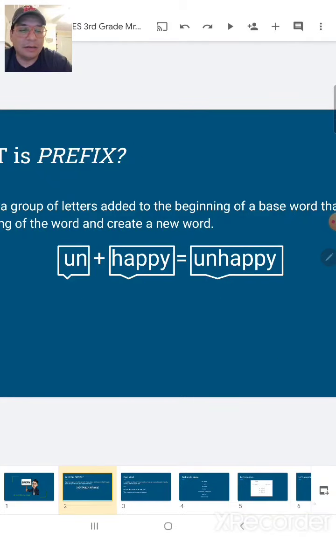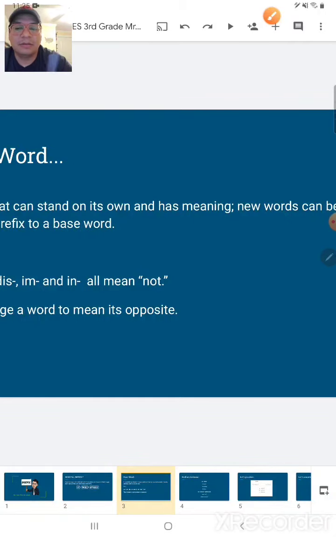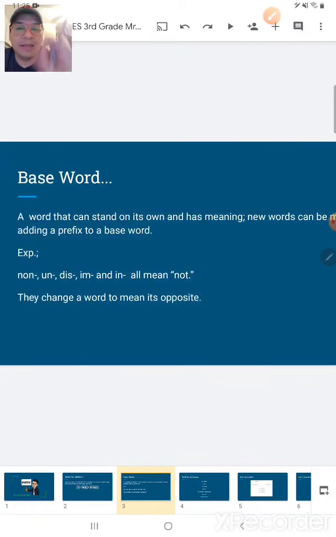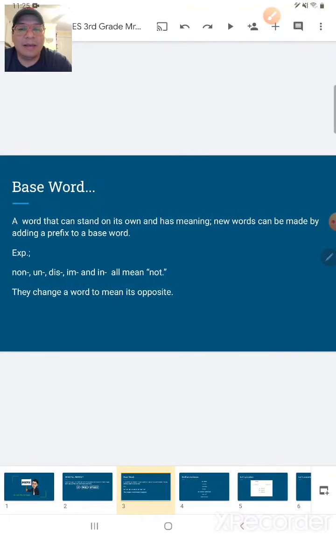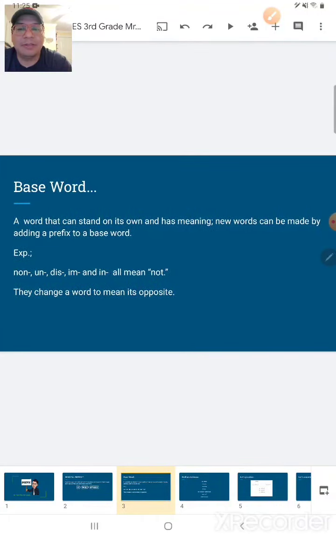So let me see. Let's erase that part. But what is the base word, Mr. Cordero? What is base word? Well, a base word is a word that can stand on its own and has meaning. New words can be made by adding a prefix to a base word. Not all words are base words, okay? Only base words can be called base words because you could add a prefix to it, which changes a word.